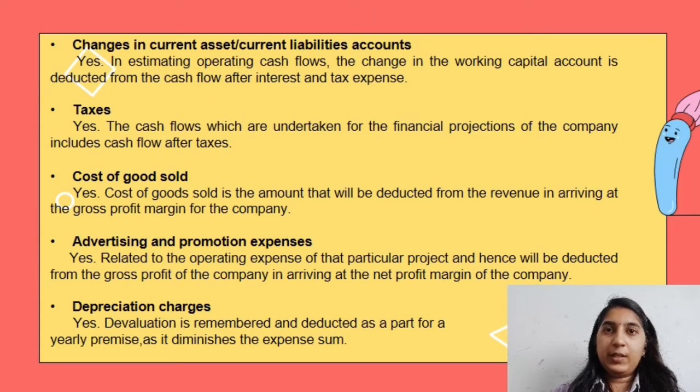E is changes in current asset or current liability account. This is yes, because it's estimating cash flow. The change in the working capital account is deducted from the cash flow after interest and tax expenses. Hence, changes in current asset and current liability account will be subtracted in arriving at cash flow generated by the company. Therefore, the impact of change in current asset and current liabilities account will be rejected in the projection of cash flow generated by the projects.